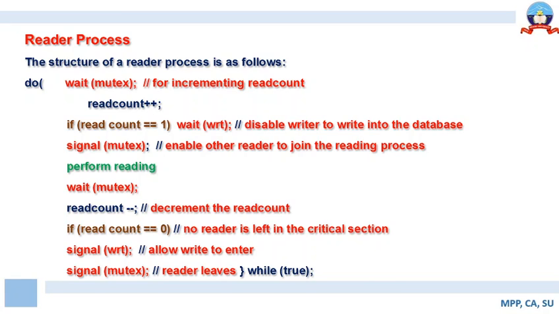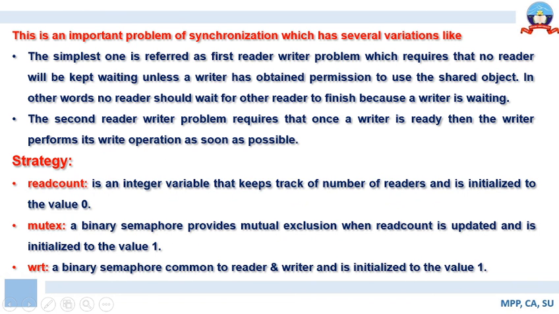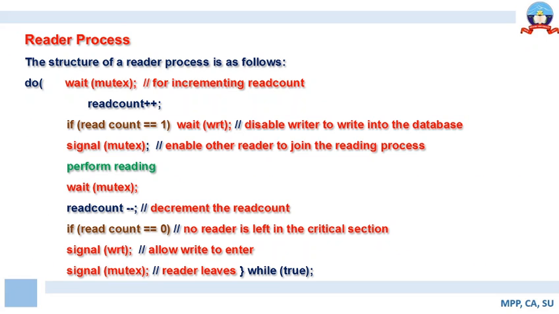Okay, it will validate mutex for incrementing the value of read count, because we had specified here, if you remember, mutex is a binary semaphore that provides mutual exclusion when read count is updated and is initialized to value 1. So in order to perform updation on the read count, we need that synchronization variable, that is mutex, right? Okay, so here first it will validate the value of mutex.